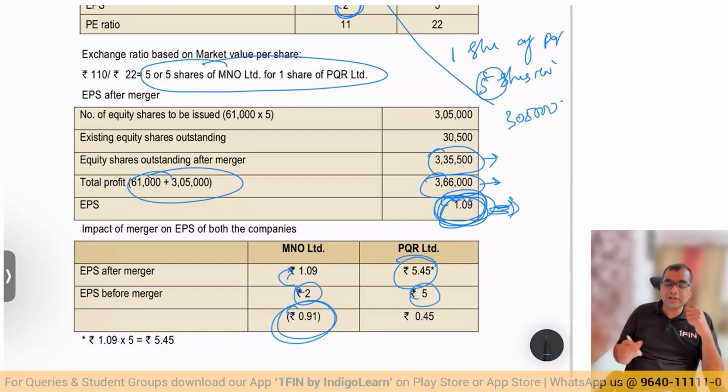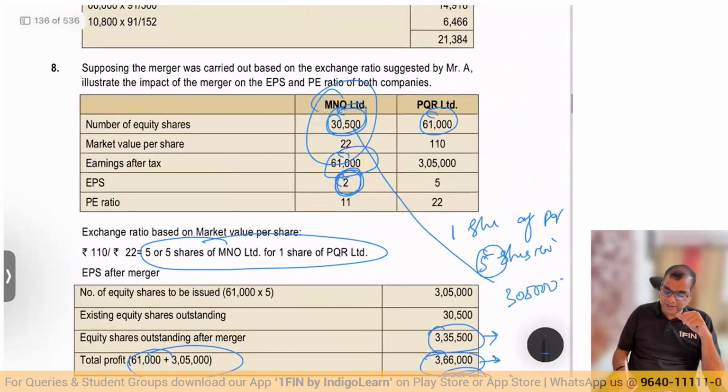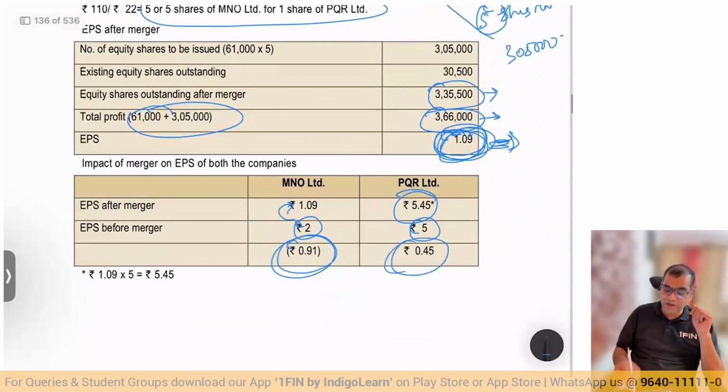What was their old EPS? Their old EPS was very clear: 305,000 by 61,000, which is 5 rupees. So they have made a gain of 45 paisa. Whereas M&O, which is the acquirer, has lost. Each shareholder of the acquirer has lost 91 paisa.